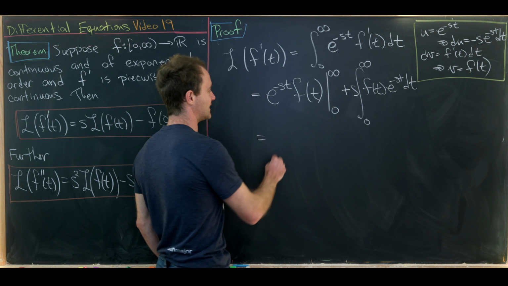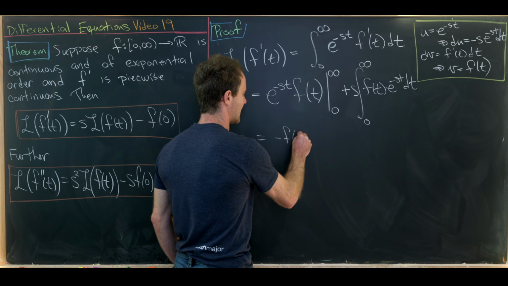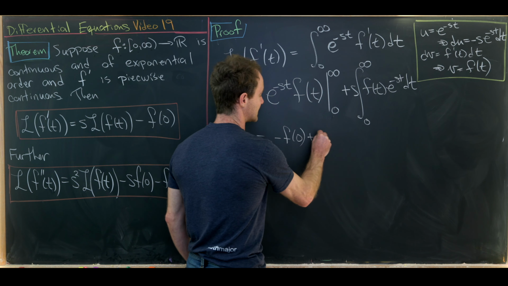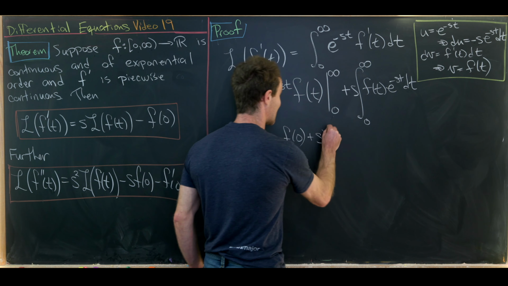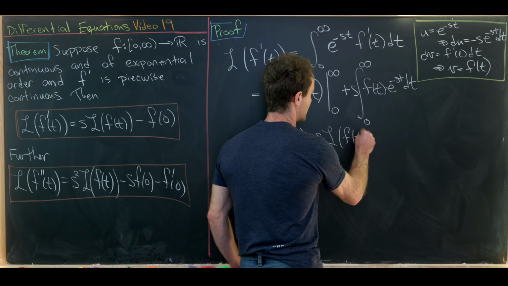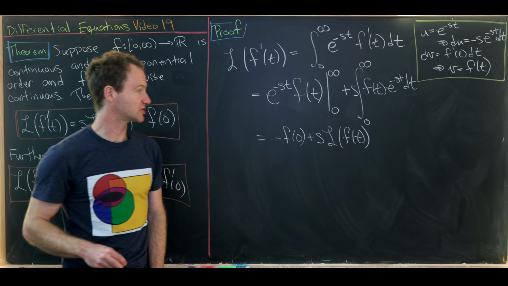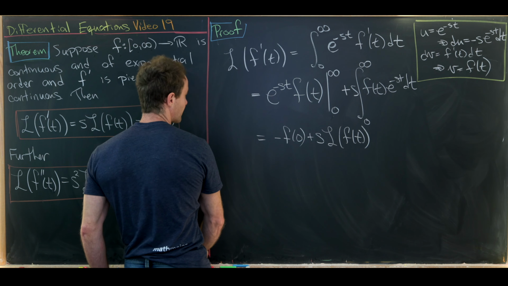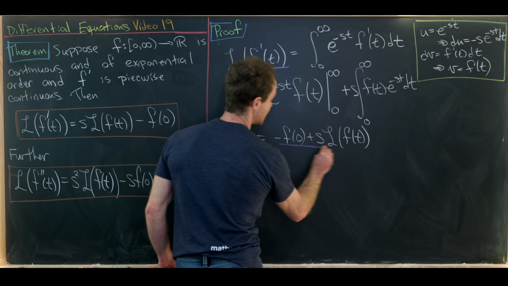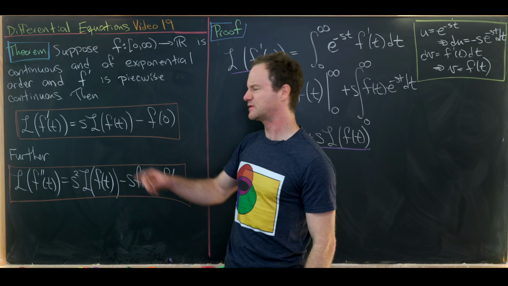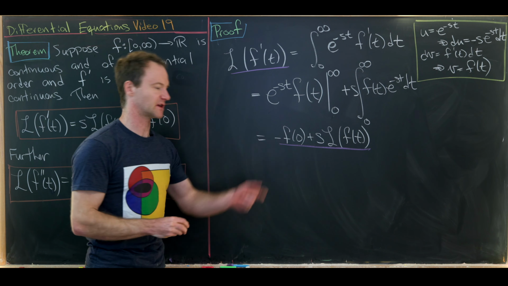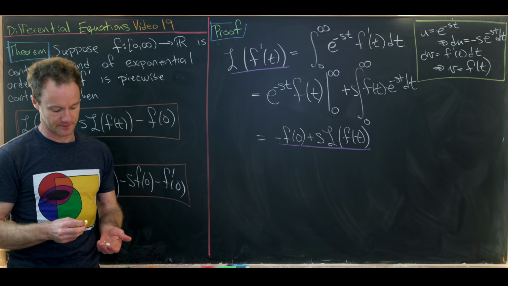So if we evaluate this at 0, we get minus f of 0 plus s times this integral, but this integral is exactly the Laplace transform of f of t by definition. So now if we look from here to here, we've achieved exactly what we wanted to achieve, up to just reordering the stuff that's on the right-hand side. But I think that's okay.